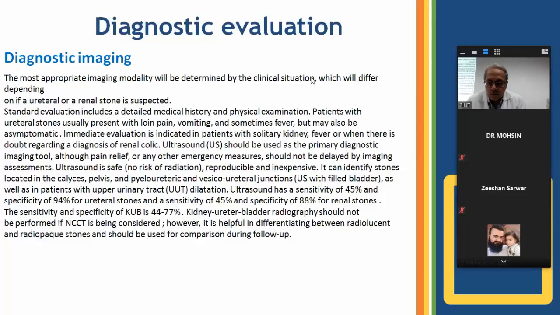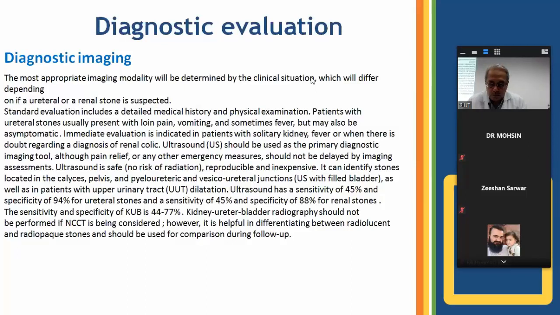Ultrasound should be used as the primary diagnostic imaging tool, although pain relief or any other emergency measures should not be delayed by imaging assessments. Ultrasound is safe, reproducible, and inexpensive. It can identify stones located in the calyces, pelvis, pelviureteric and vesicoureteric junctions, as well as in patients with upper urinary tract dilation.